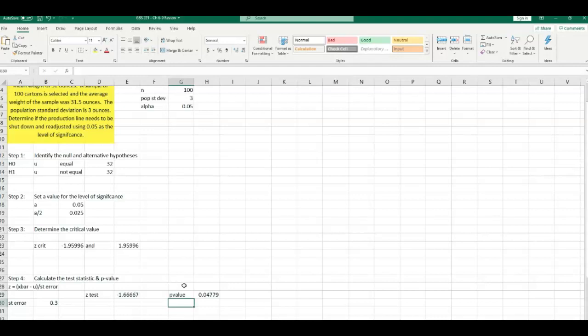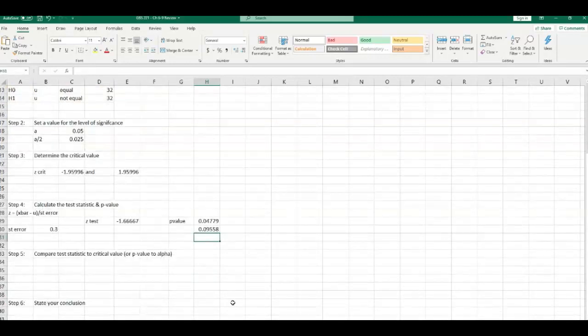Now, if this was a one-tailed test, that p-value would be okay. However, it's a two-tailed test. So what we are going to need to do is multiply this by 2. Because what that's saying is that we will have 0.04 on either side. So the total p-value is this 0.096. That's going to be the total p-value here for this problem.